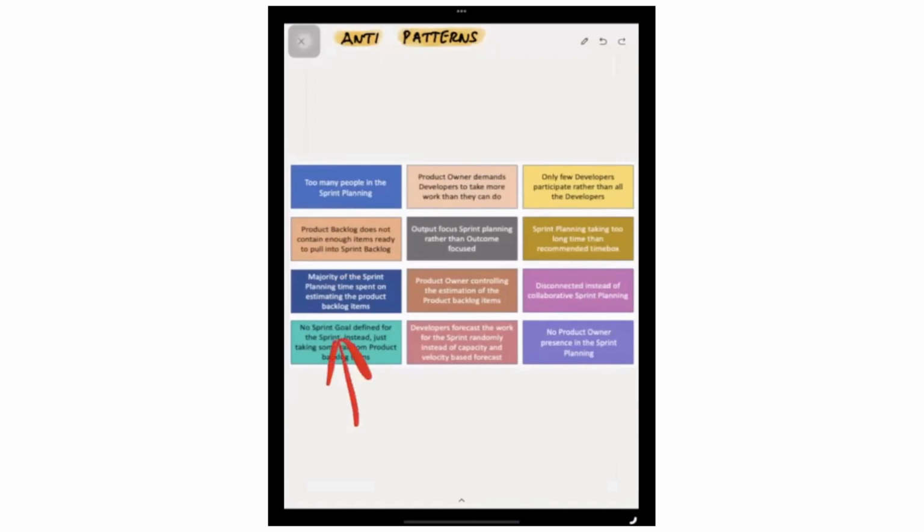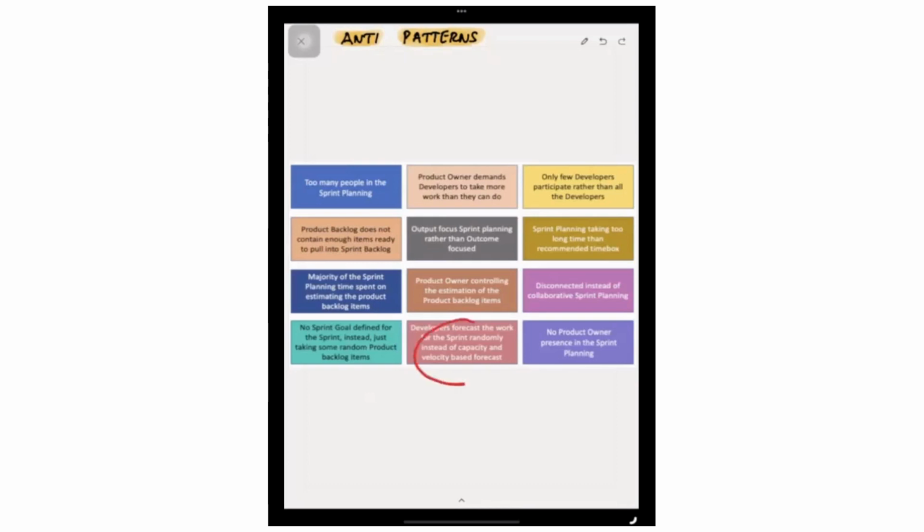So, no sprint goal defined for the sprint. Instead, just taking some randomly selected backlog items. The sprint goal defines why we are investing the money and time and effort. So starting with the goal always helps to keep everybody focused on one direction, and everybody knows why they are doing what they are doing. So sprint goal is important.